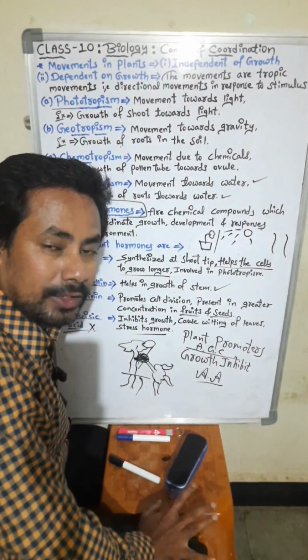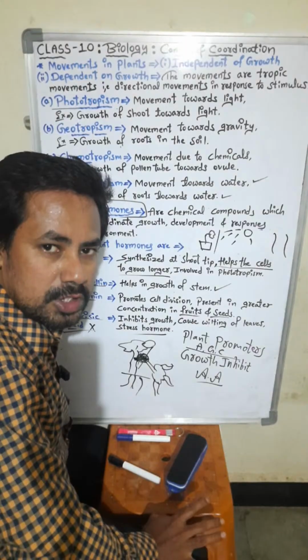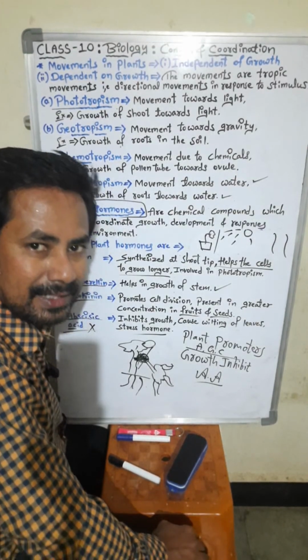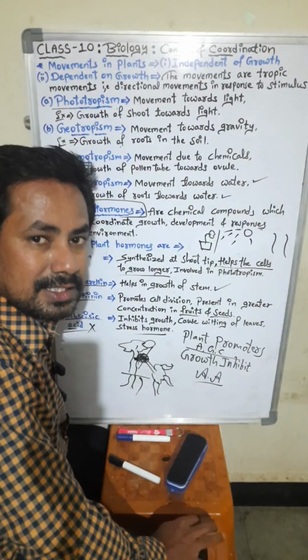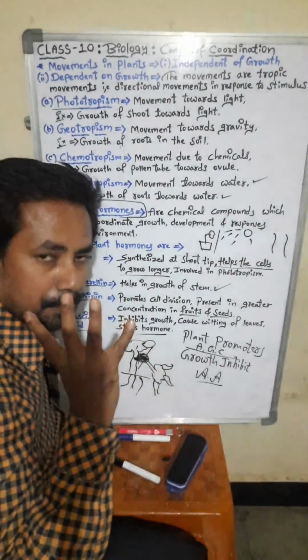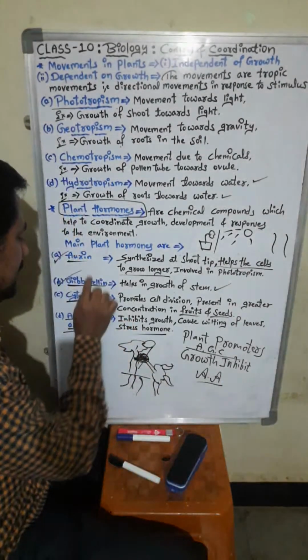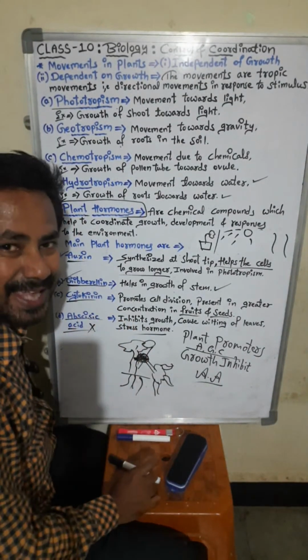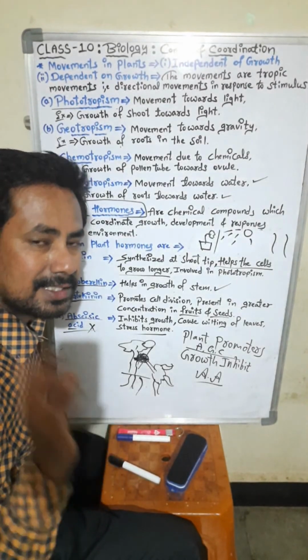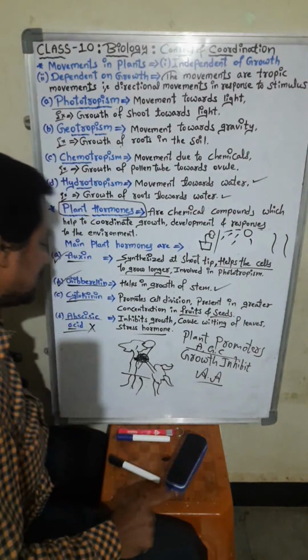Abscisic acid is a growth inhibitor. Which are the hormones which are growth promoters? Promote करता है, help करता है. Auxin, gibberellin, cytokinin. So four main plant hormones: auxin, gibberellin, cytokinin, abscisic acid.